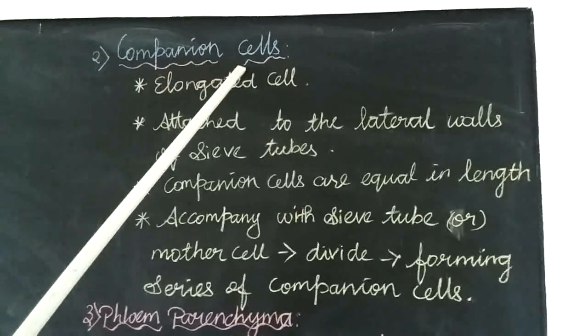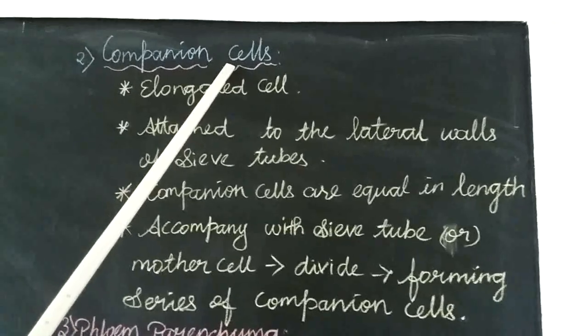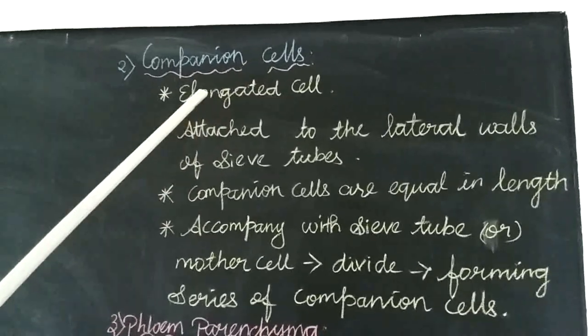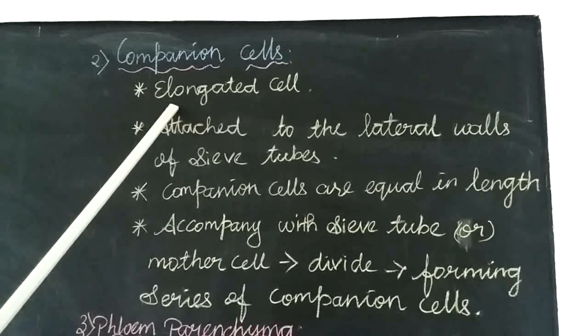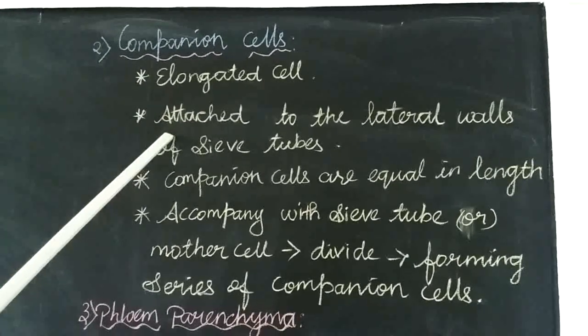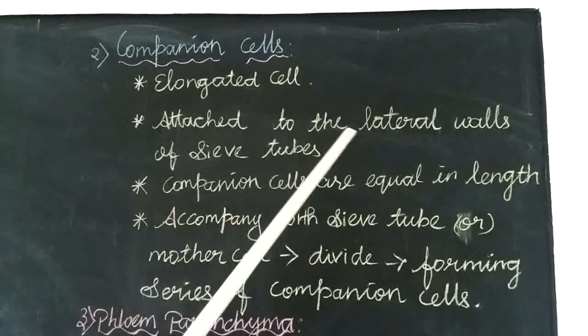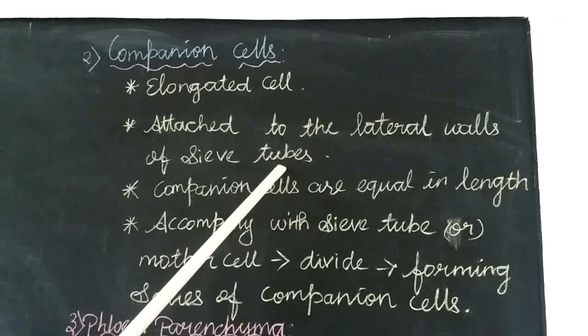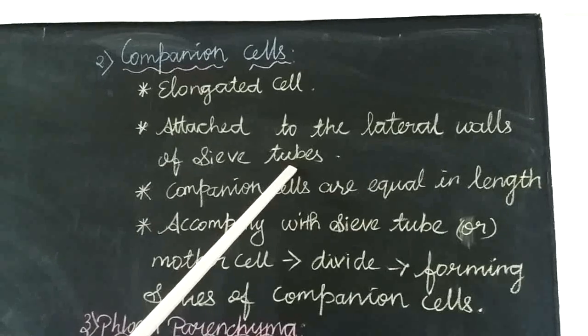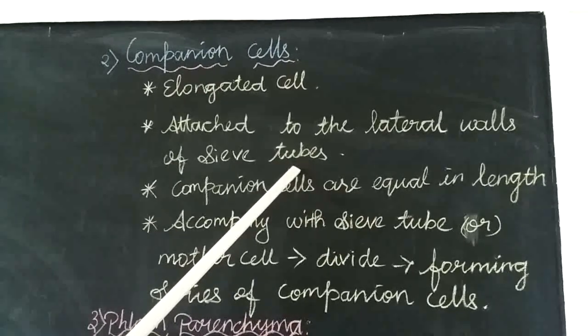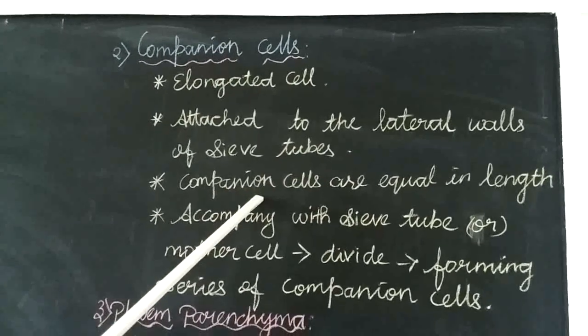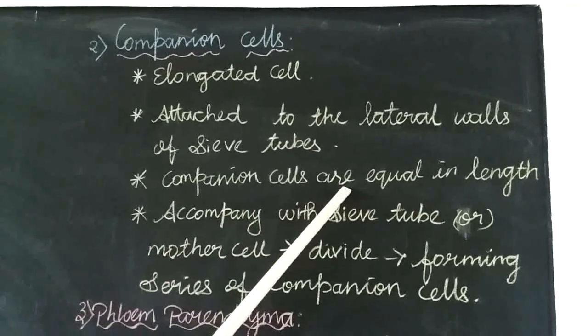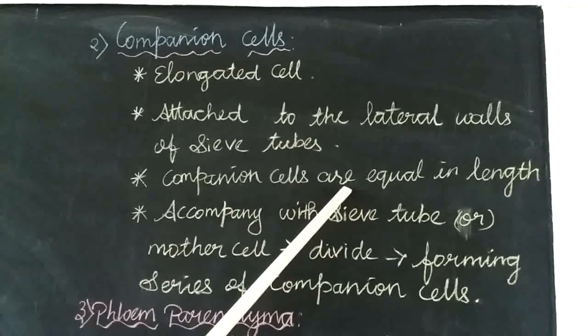Companion cell. The third type of phloem element is the companion cell. It is also an elongated cell, and the companion cell is attached to the lateral walls of the sieve tube. We already saw the diagram. The tube-like structure. So companion cells are attached to the sieve tubes. The companion cells are all equal in length.